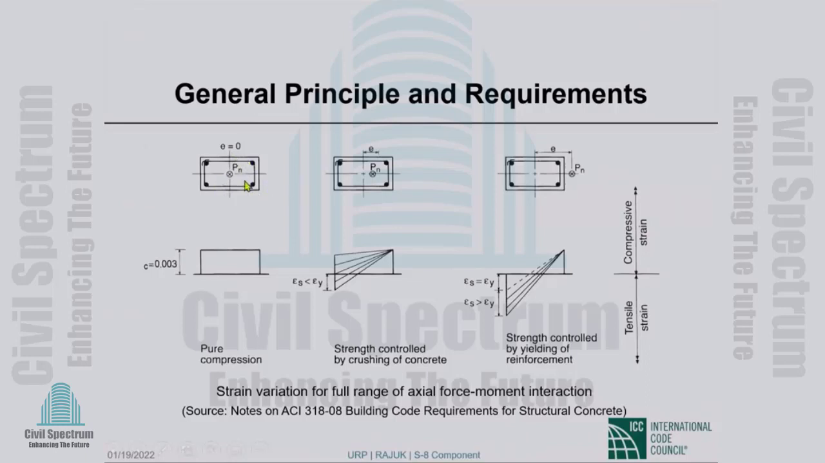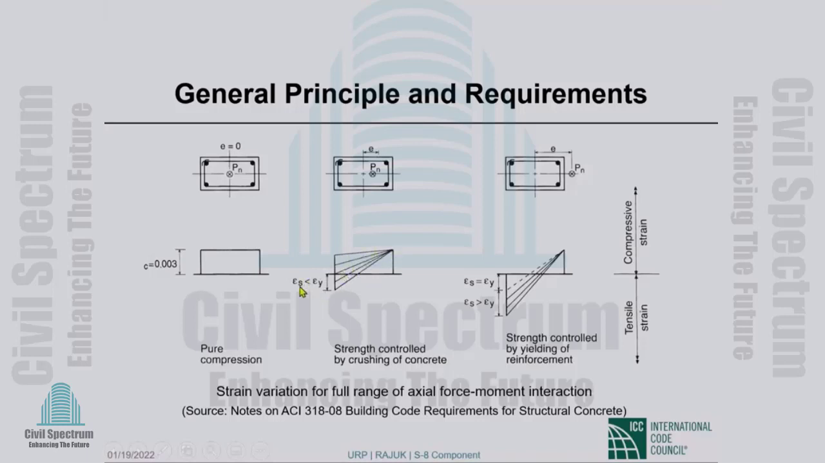So when there is no eccentricity, theoretically at least, it's pure axial loading. This is your strain diagram, 0.003 across the entire section. Okay. When strength is controlled by crushing of concrete, that means the bending moment is large. The other way. Strength controlled by crushing of concrete will be when the axial load is high compared to bending moment. And then your strain diagrams look like this.